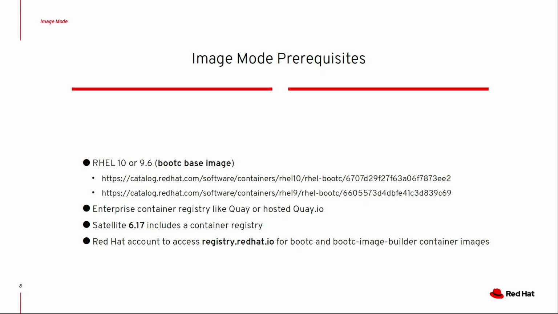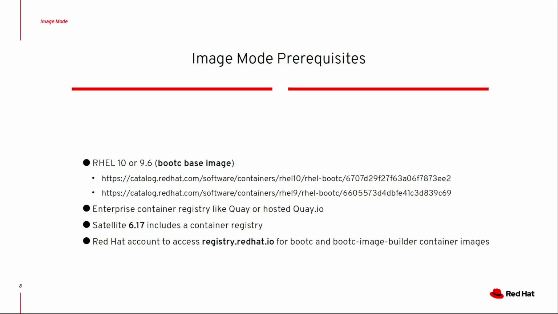So what are the image mode prerequisites? Well, I've talked a little bit about bootc. You're going to need this base image, this bootc base image. We publish different flavors. So there's a 9.6, a 9.5 actually even, or an older 9.6 version, and version 10. You can build your own from scratch. There is a way to do it. The easy way, of course, is just to leverage and pick one of the base images and build from that and have that as your foundation.